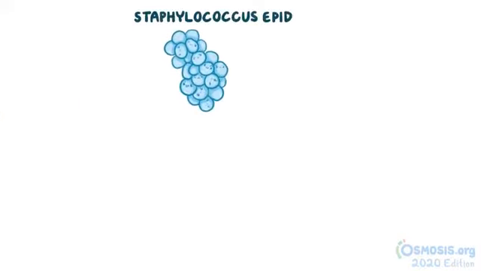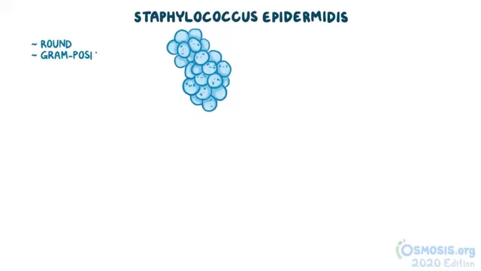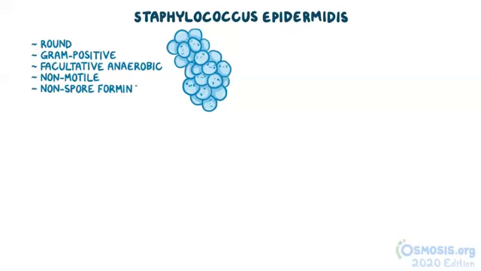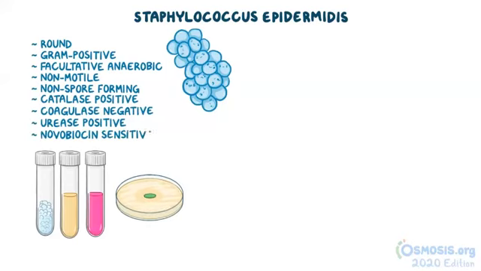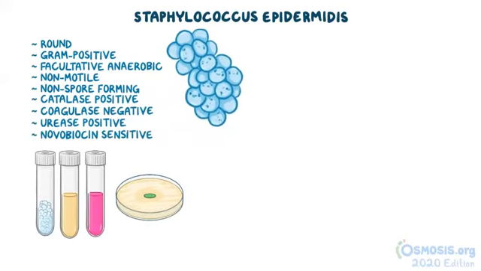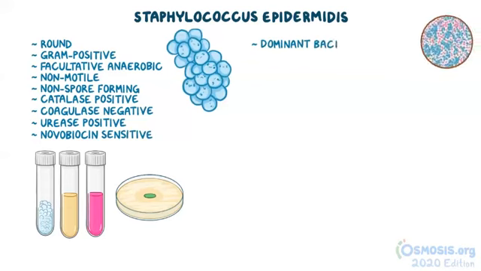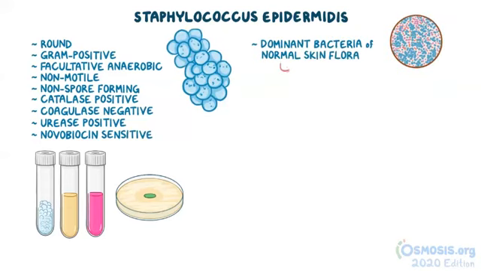Alright, as a quick recap. Staphylococcus epidermidis is a round, gram-positive, facultative anaerobic, non-motile, non-spore-forming, catalase-positive, coagulase-negative, urease-positive, and novobiocin-sensitive bacteria. It grows in clusters, and it's the dominant bacteria of the normal skin flora. Therefore, it is a common contaminant of blood cultures.